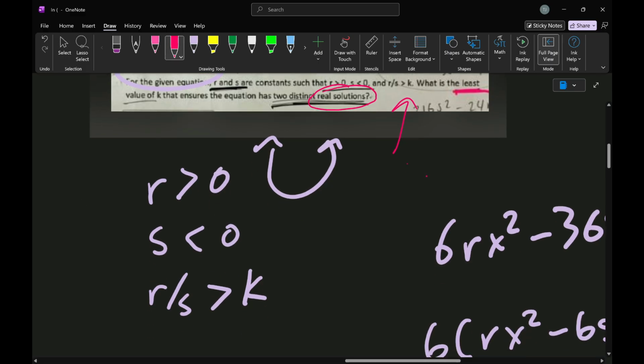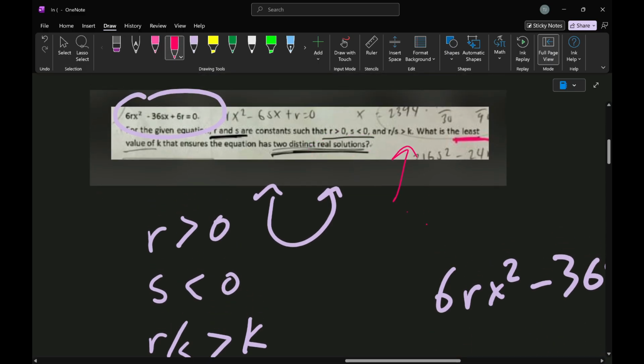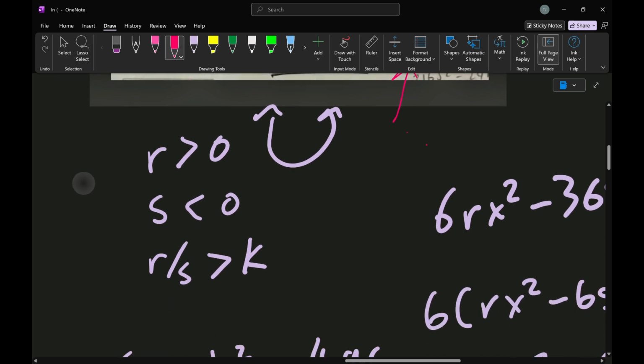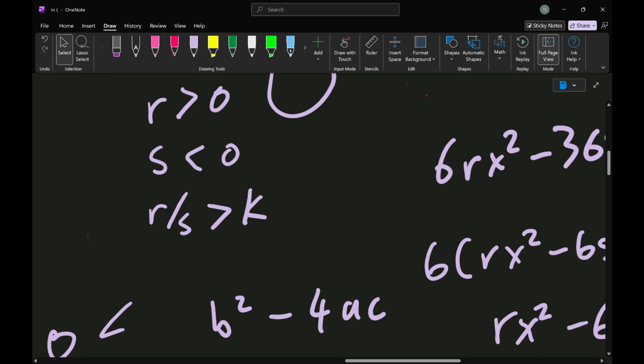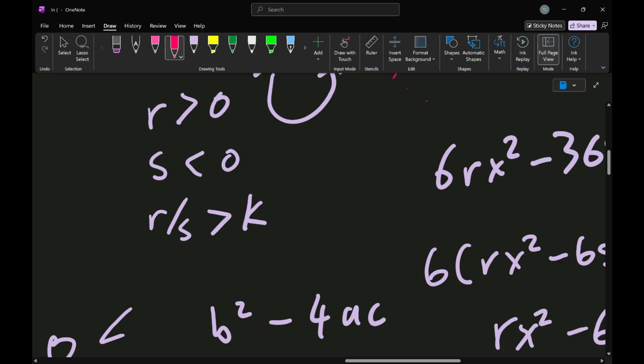So whenever it says r over s must be greater than k, immediately you think of, oh, r over s must be a negative number. Because one's bigger than 0, one's smaller than 0. So one over the other, it must be a negative number. So you can rewrite this into saying r over s must be negative as well. Must be less than 0. Right? You can also write that.